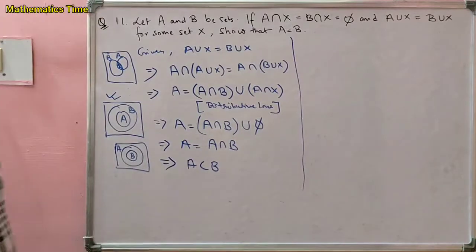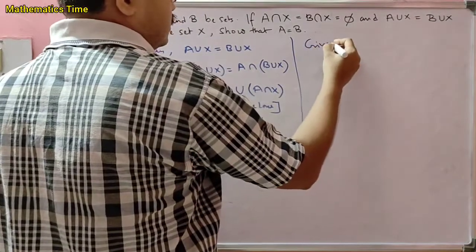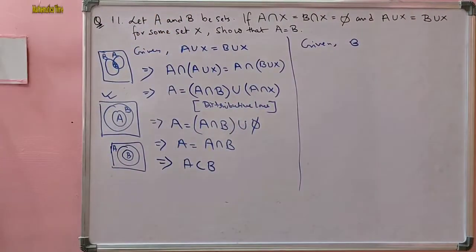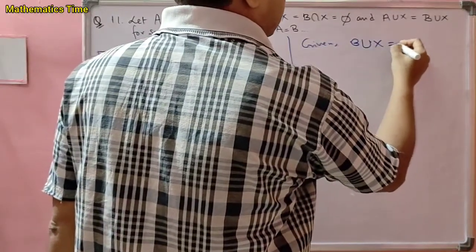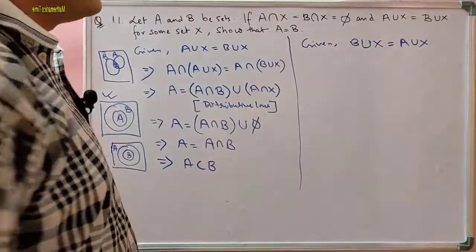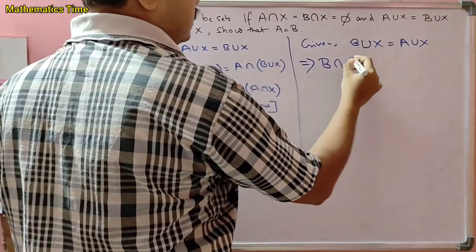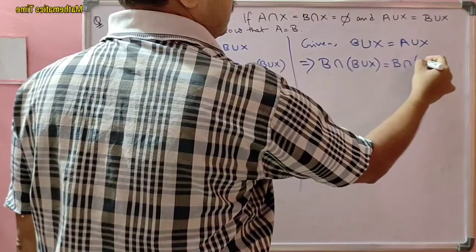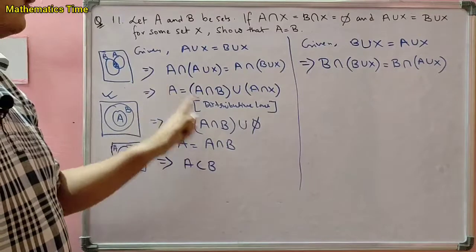Okay, so we are going for the other part. Given B union X is equal to A union X. Okay, this is given. B union X is equal to A union X. Instead of going with A, we are going with B now in this side. B intersection (B union X) equal to B intersection (A union X). Same procedure, just we are using B instead of A.